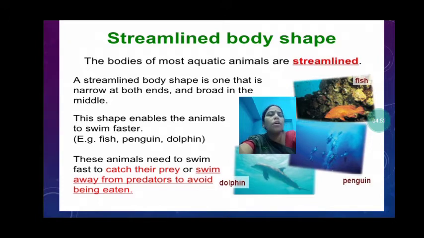Prey is the food on which they are going to feed, or they swim away from predators to avoid being eaten. They have to run away from the predators. Predators are the animals which are going to eat other animals. So they have to run away so that they cannot be eaten by the predators. They have to move fast to eat and also to prevent being eaten.